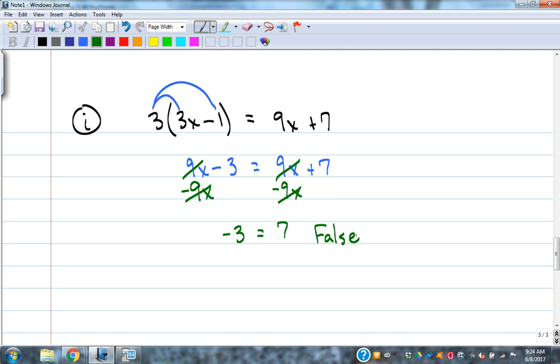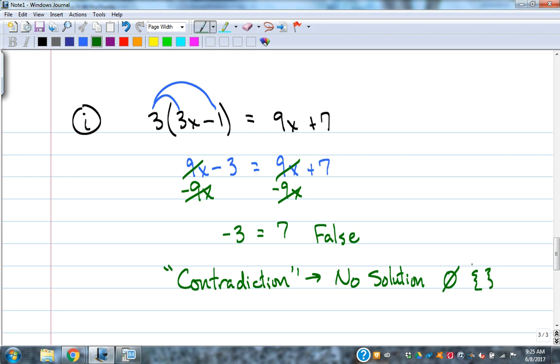Anytime all the variables cancel out and you're left with a false statement, then that's called a contradiction. It really means that there's no solution. Or, here's the empty set symbol. Those would all be acceptable answers for that. Contradiction means there's no solution. That empty set symbol, the circle with the slash through it, or the empty brackets, they all mean the same thing. But that only happens if all the variables cancel out and you're left with a false statement.